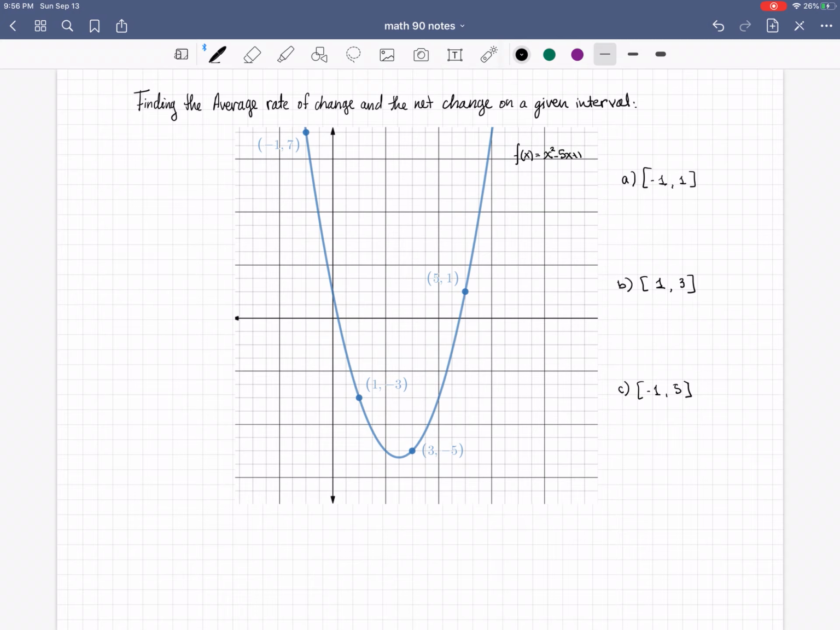So remember, going back to our previous lesson, we are looking at the net change, which is simply the change in the values of the function. So in my previous lesson, I used the blue highlighter to show that. So here is the point -1,7. So the y coordinate is 7, the x coordinate is -1, and here is the point at 1, -3. So the x coordinate is 1, the y coordinate is -3.